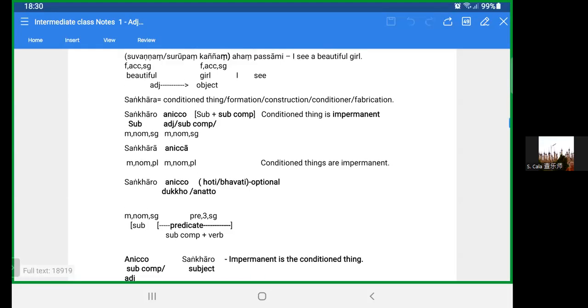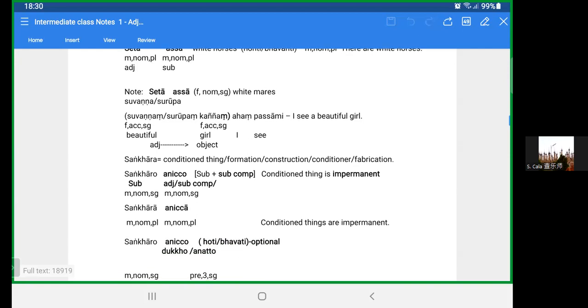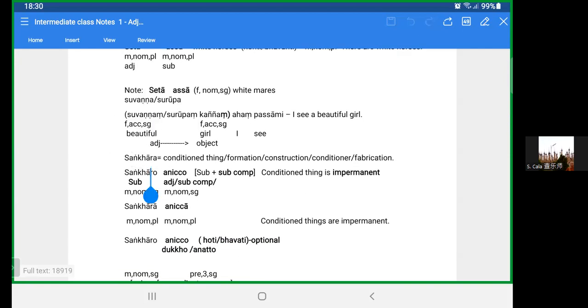Okay, previously we were talking about adjectives. For example, the subject is Sankaro, and the adjective is anicca. The subject will be masculine nominative singular, Sankaro, and the adjective will also be masculine nominative singular. The adjective must follow the same.